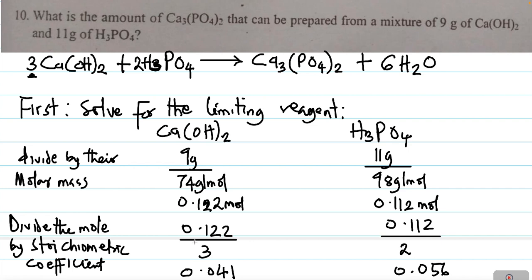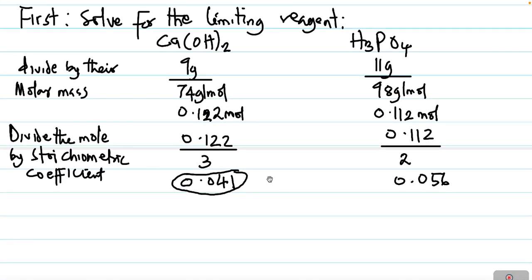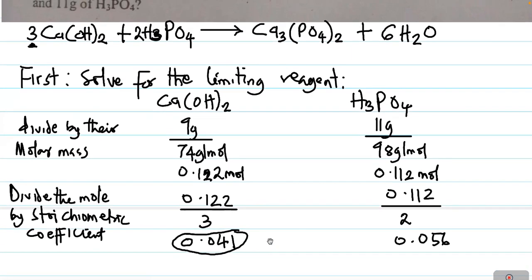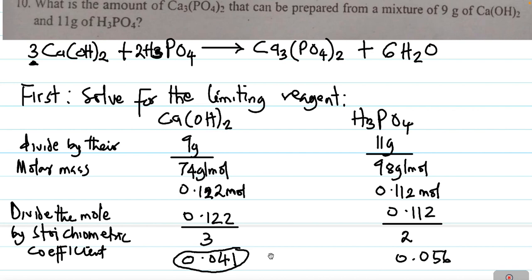So what we just did is that after solving this, you realize that 0.041 is the smallest compared to these two. So it means that this 0.041 is the value for calcium hydroxide, so calcium hydroxide is going to finish first. Okay, so since we've gotten the limiting reagent, it's now time for us to solve back. I would want to erase this particular one here and then continue with the solving proper.